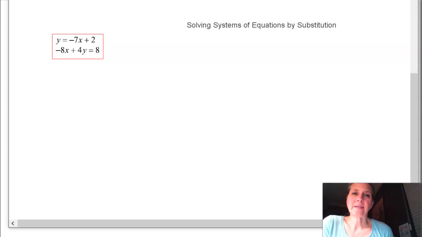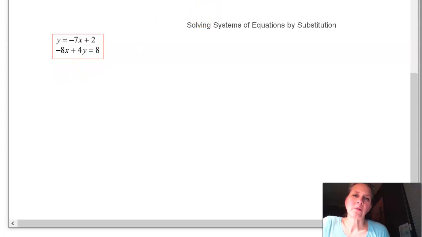We are going to be solving systems of equations by substitution. So the first thing that we want to do is take a look at what we have here with our system of equations. We have two different equations. We have one that goes y equals negative 7x plus 2, and then we have one that says negative 8x plus 4y equals 8. The fact that we have one that has a variable all by itself on one side means that this one is going to be a little bit easier to do. Some of the work has already been taken care of for us, so we want to use that to our advantage.